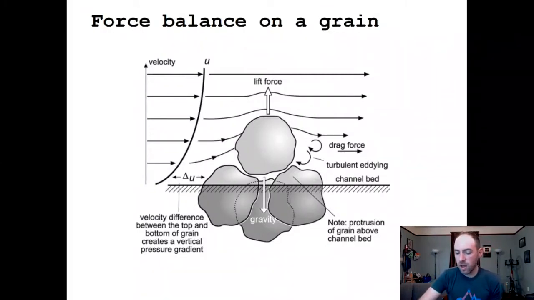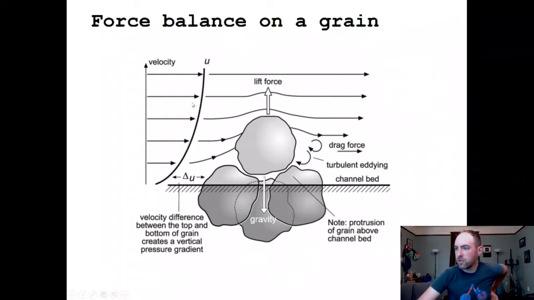This is a force balance, if you've taken a physics course, is the typical way you start to think about these problems of motion, right? When all forces are balanced, then a particle is not able to accelerate, right? And so in this case, the initial condition of the particle is at rest, and so you have to overcome the force balance of this particle in order for it to start to roll.